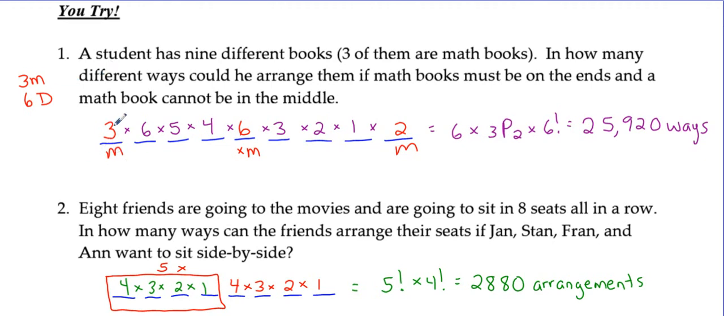So the first must be a math book, so there's 3 possibilities. The last must be a math book, so now there's only 2 possibilities. The middle one cannot be a math book, so that means it has to be one of the different ones. So there are 6 possibilities. Those are your restrictions. After those restrictions have been met, the 6 remaining books can be arranged in any of the remaining spots. So the math book's on the end, 3 times 2 is where that 3p2 comes from. The 6 in the middle is there, and the remaining 6 books can be arranged in 6 factorial ways.